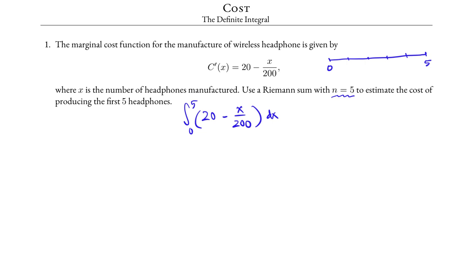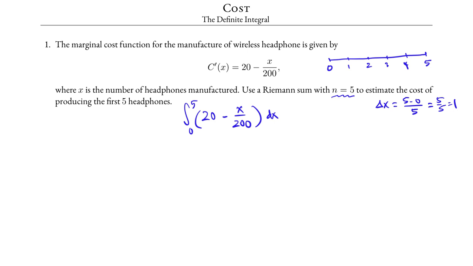We can see that since the interval is from 0 to 5, if we divide it into 5, then each of these has a width of 1. Or we can simply do delta x equals 5 minus 0 over n equals 5, and this is 5 over 5, or 1. The x values are 0, 1, 2, 3, 4, and 5.